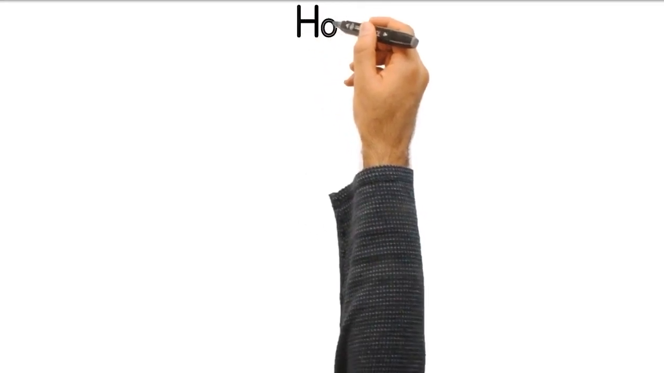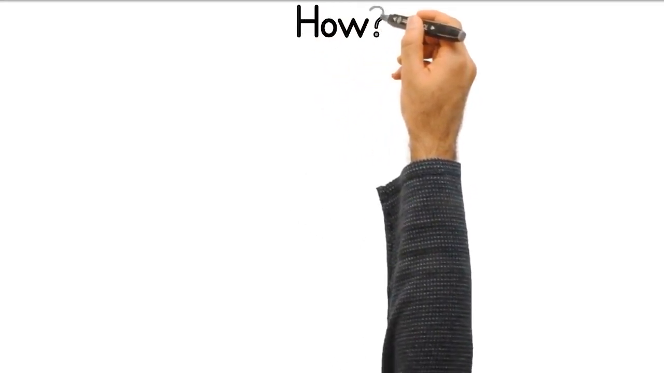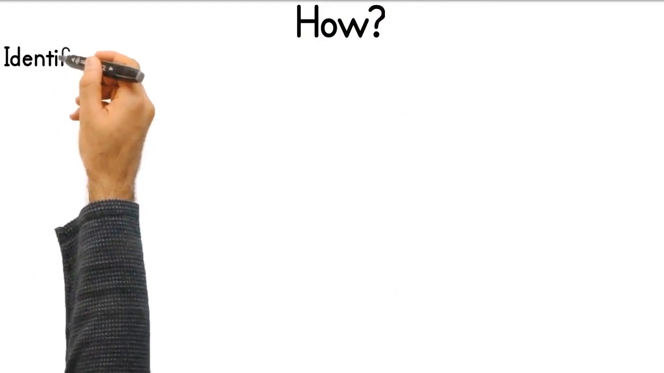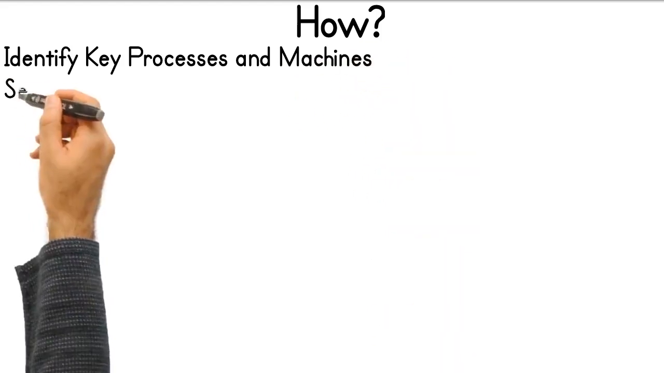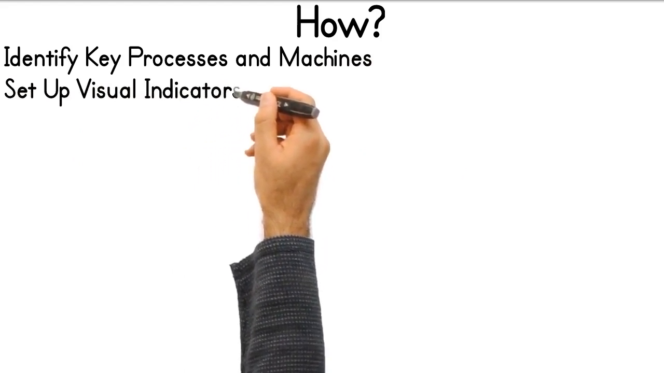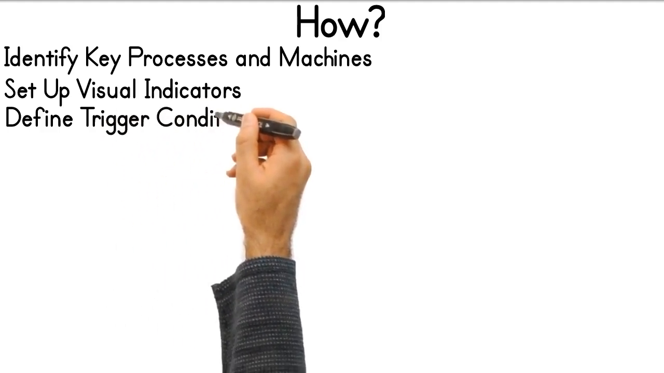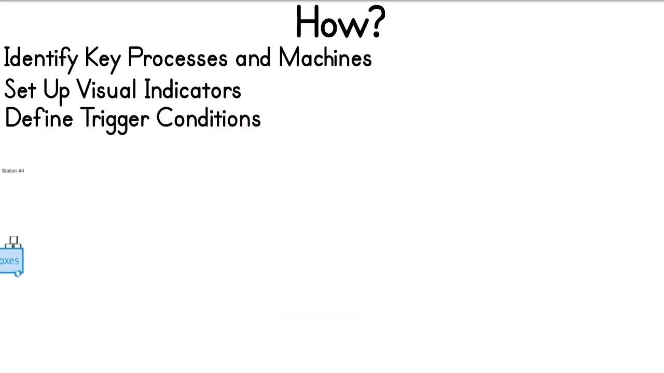How is ANDON implemented? 1. Determine which machines, workstations, or processes will be monitored with the ANDON system. 2. Install lights, screens, or boards in strategic locations so operators and supervisors can easily monitor the status of each workstation. 3. Establish clear guidelines for when the ANDON system should be triggered.